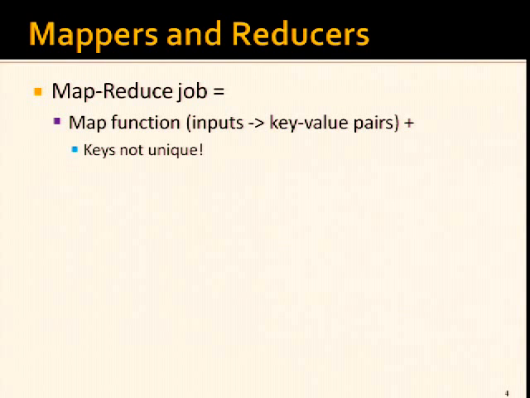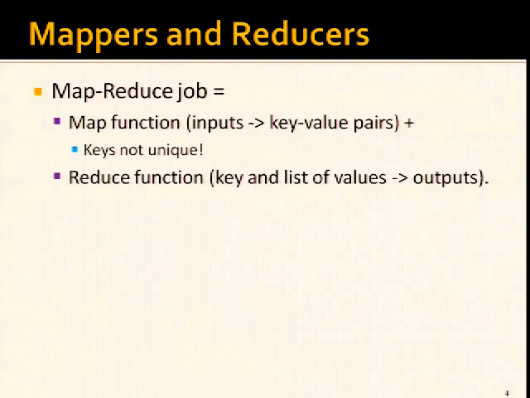Now, behind the scenes, the key-value pairs are sorted by key, and for each key, there's one what's called a reducer that gets that key and all its associated values. So the second thing you have to write is a reduce function, and the reduce function takes a key and the list of all its associated values. That's the type of its input, and it produces outputs from that. The outputs produced by all the reducers is the output of the whole MapReduce job.